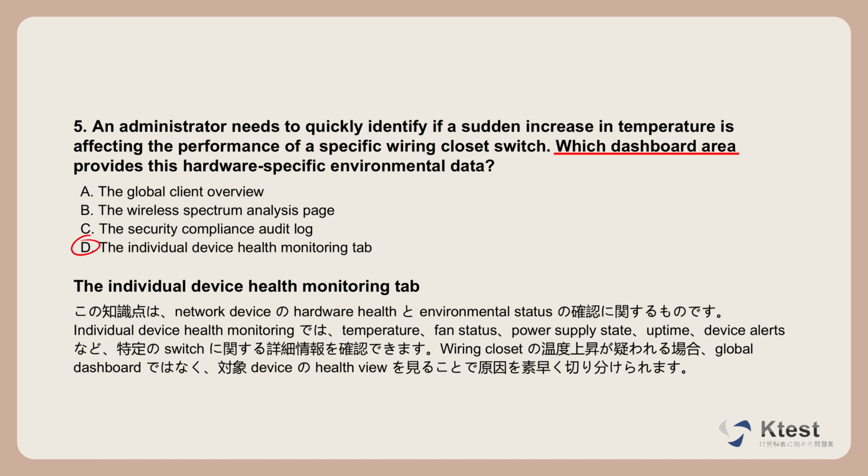Global overviews are fantastic for broad client trends. But not for physical stuff. Right. Things like temperature spikes or fan statuses are highly localized. You really have to drill down into the specific device's dashboard to diagnose physical environmental issues. Got it. Let's zoom out to how traffic actually flows from those devices.